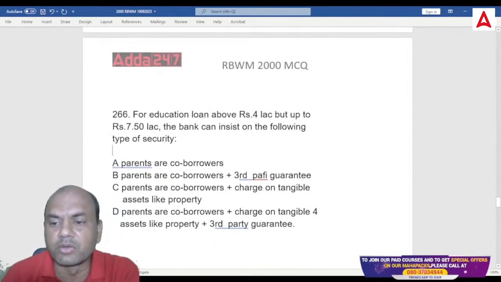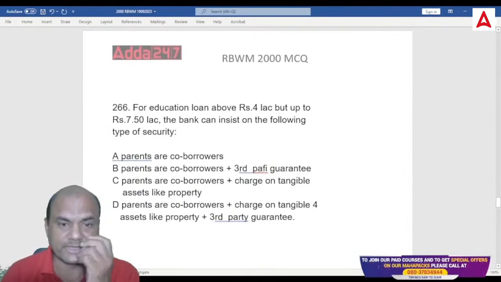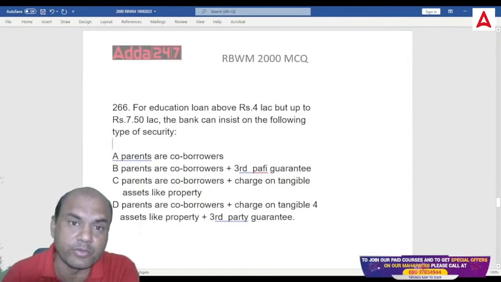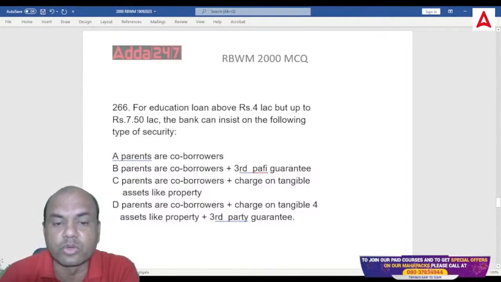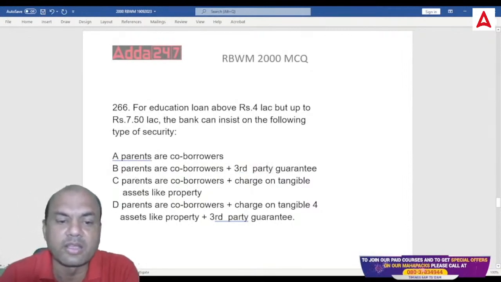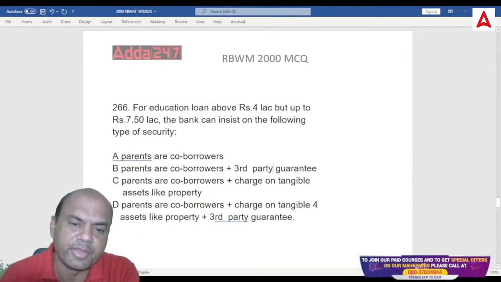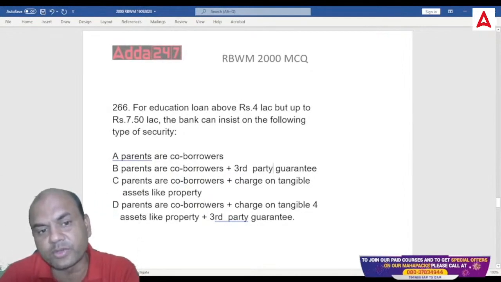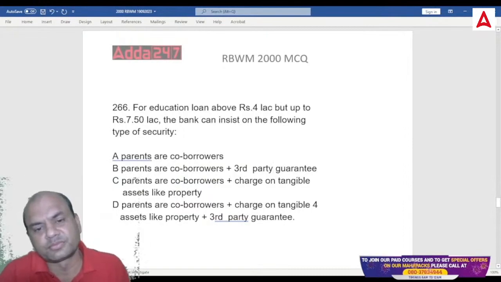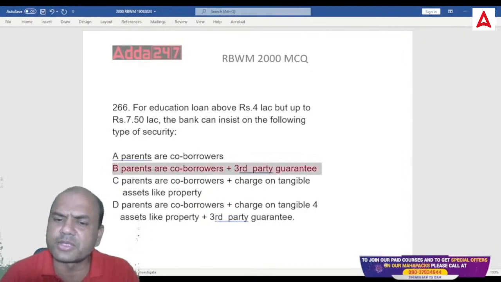Next one. For loans above 4 lakhs and up to 7.5 lakhs, banks insist on what? Just now we saw up to 4 lakhs, only parents. So 4 to 7.5 is what? Co-borrowers plus third party guarantor, or parents as co-borrowers plus house, tangible assets, or D, all of the above. What is the right answer over here? For 4 to 7.5 lakhs, it is B, third party guarantor. Parents plus third party.